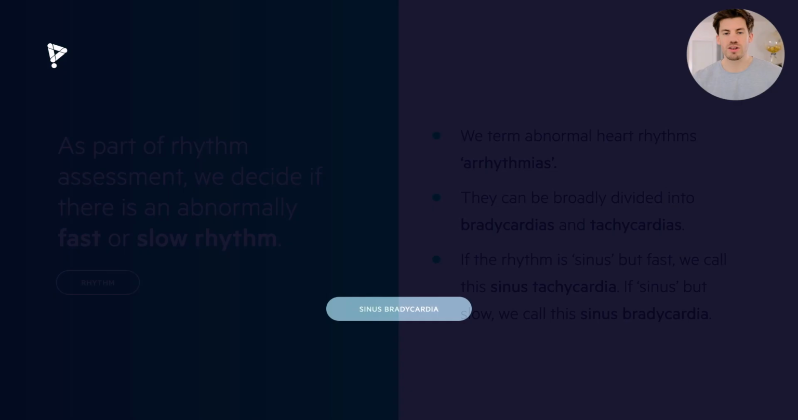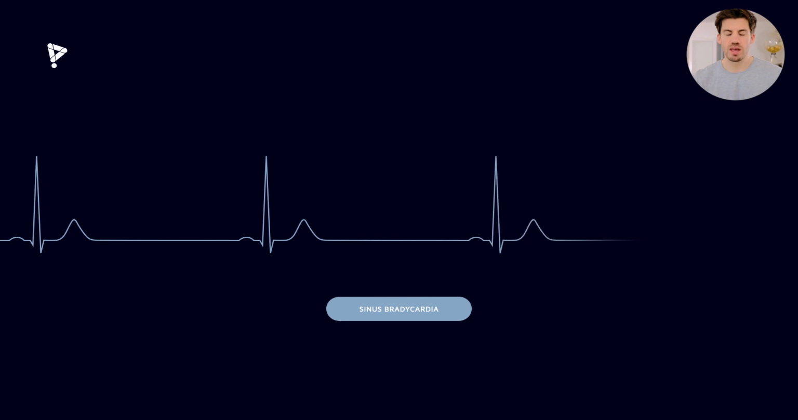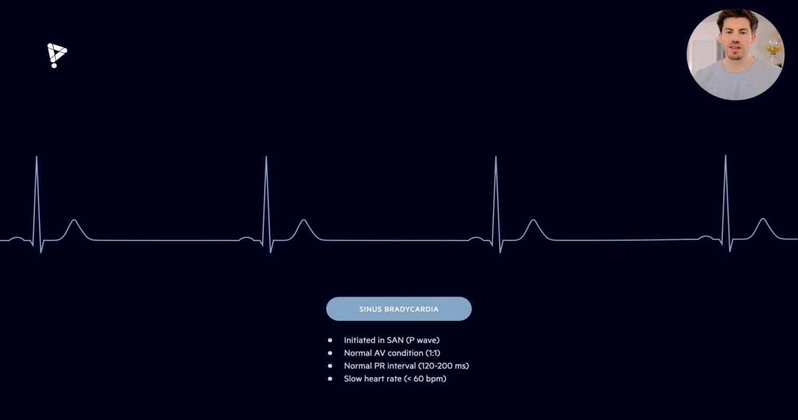So let's look at those in an example. With sinus bradycardia, we can see that it's slightly slower, but the defining features, again, it's still initiated in the sinoatrial node because there's P waves. There's still normal AV conduction because there's 1 P wave to 1 QRS complex in a 1-to-1 conduction. There's a normal PR interval, so 120 to 200 milliseconds, but the heart rate is slow. So this is an example of sinus bradycardia.